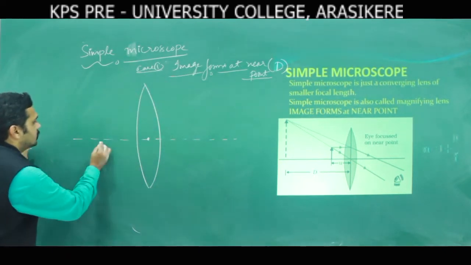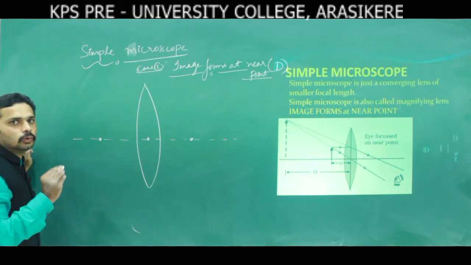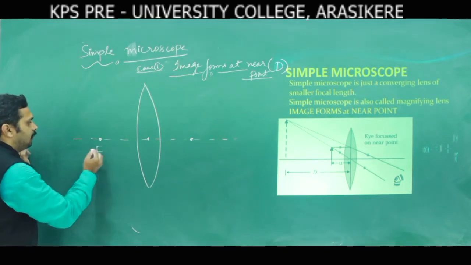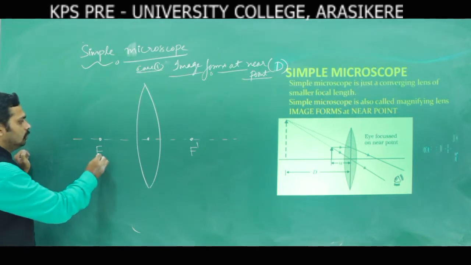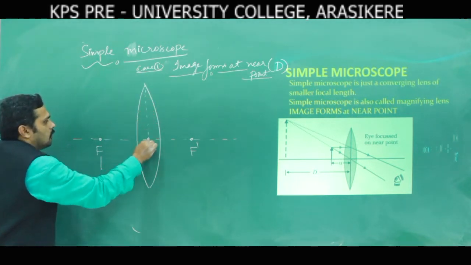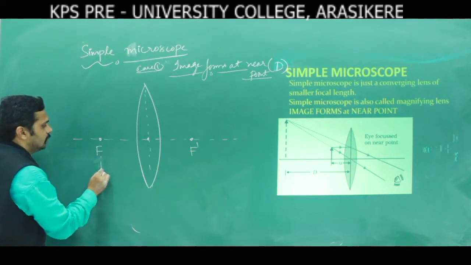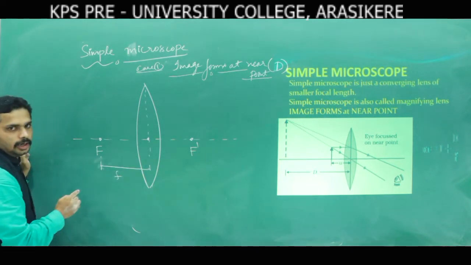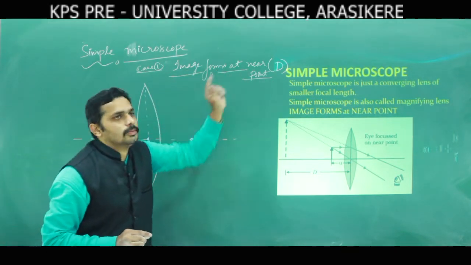Look at here. For this lens there are two focus points, two foci. This is F, this is F dash. Now this is the object distance. Suppose this is the focus; this is the focal length. I told you that when the object distance is less than the focal length, the image forms at the near point.